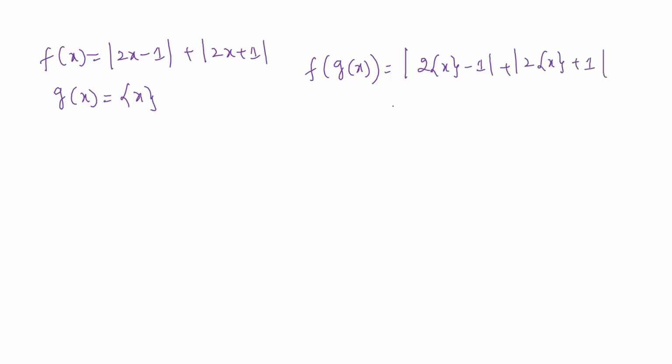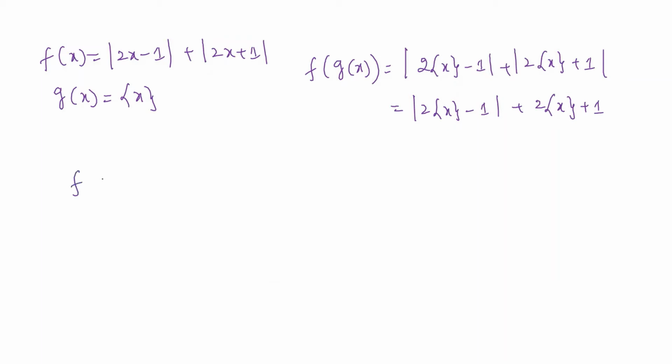So one thing that you can directly see here, this will become the mod of 2 times the fractional part of x minus 1. But for the second one, we don't have to use the mod, because the value of the fractional part of x is always positive. So this value is going to be always positive. So I can simply write this one as 2 times the fractional part of x plus 1. Okay, so now I'm going to break this one, as we have another mod here.